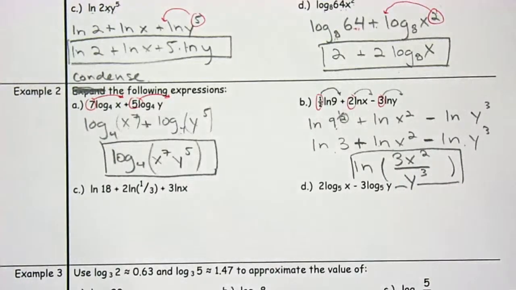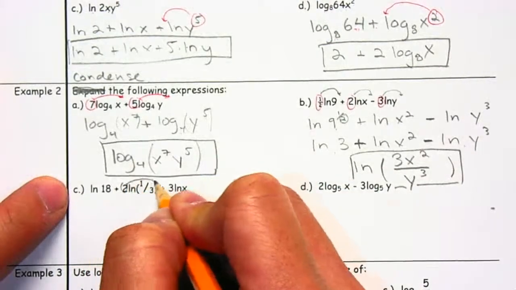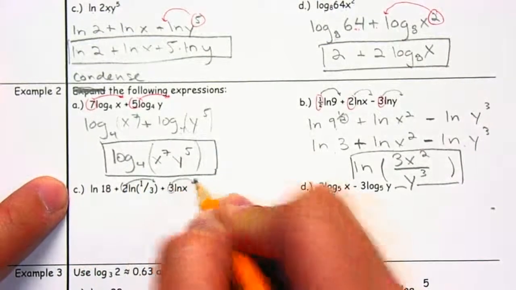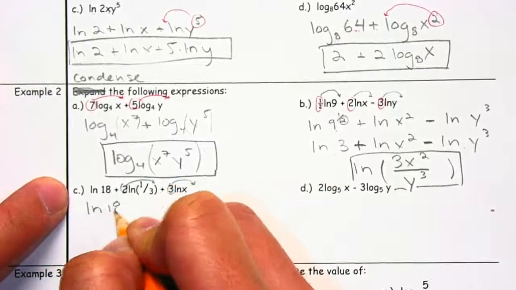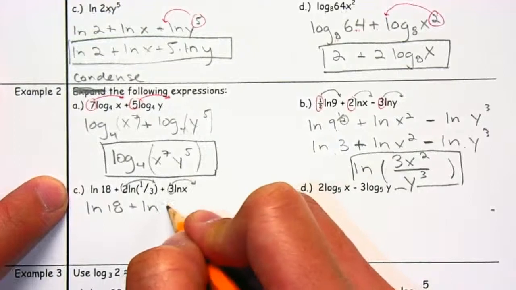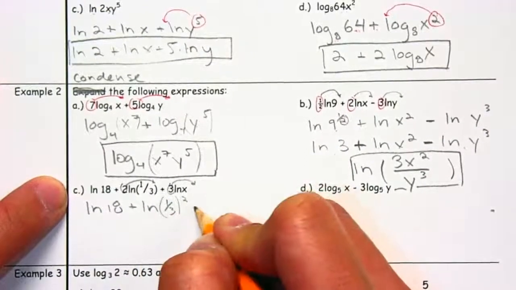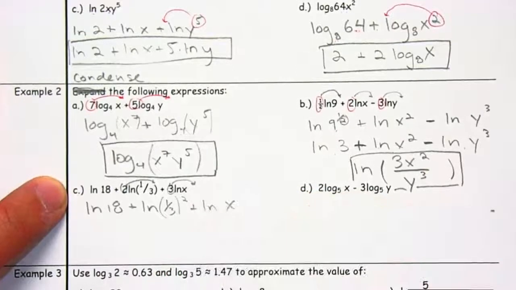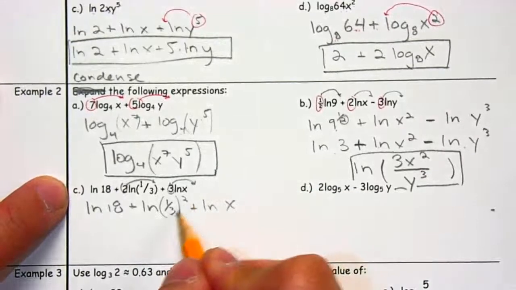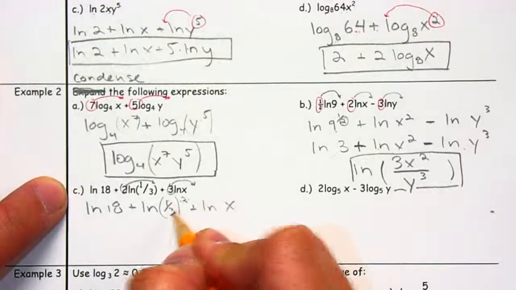Letter C, do the same thing. We're going to put all the exponents back first. So it says ln, just treat it like it says log. Let's put those exponents back on. I have ln of 18 plus ln of 1/3 squared and ln of x. So again, if it's ever a number you can simplify, go ahead and simplify this. This is going to be 1/9 because 1 squared is 1, 3 squared is 9.